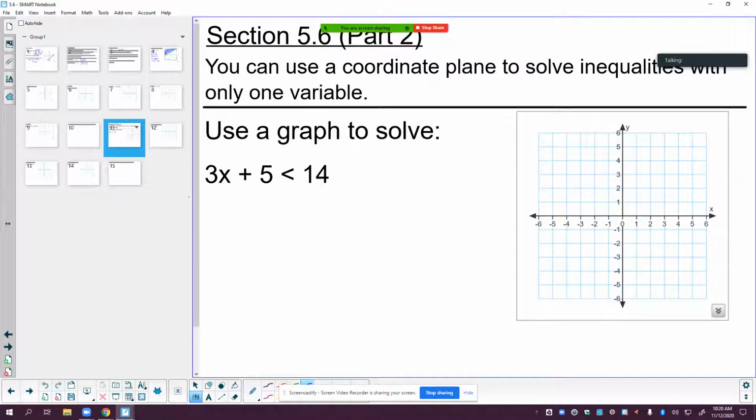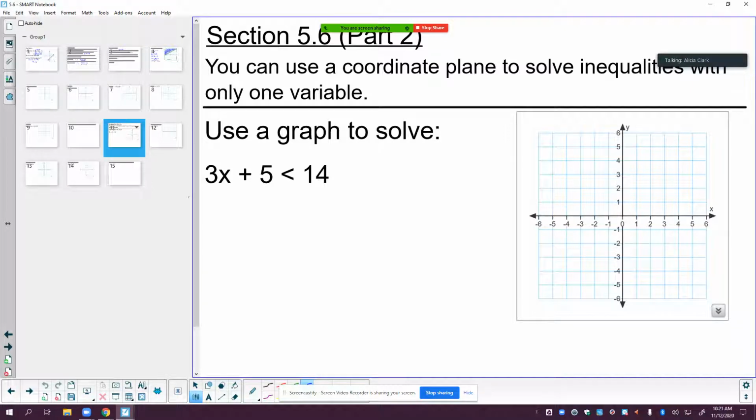All right, so section 5.6, part 2. This is the same thing that we've been doing. We're still graphing inequalities, but the only difference here is that you're graphing just a single variable. So you're not going to have a slope in your line. It's either going to be a vertical line or a horizontal line. So instead of doing these on a number line like we did, you can graph these on a coordinate plane and still shade all of the right answers, okay?